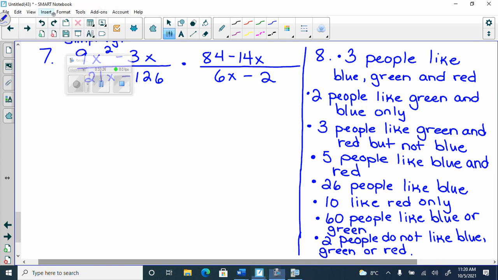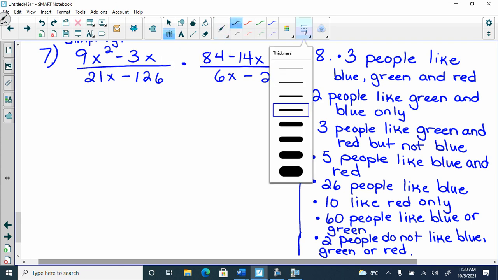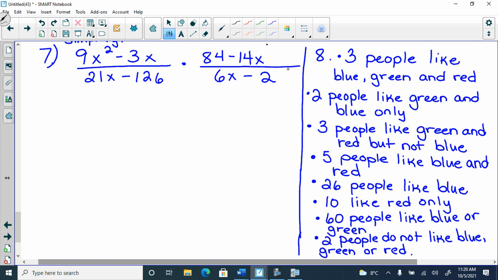Okay, let's look through the first one. The first one is multiplication. When we have multiplication, we have to GCF and difference of squares anywhere we can, right? So in the top, I can take out a 3 and an x, and I'm left with 3x minus 1. The bottom, I can take out a 21, and then I'm left with x minus, I can't remember.